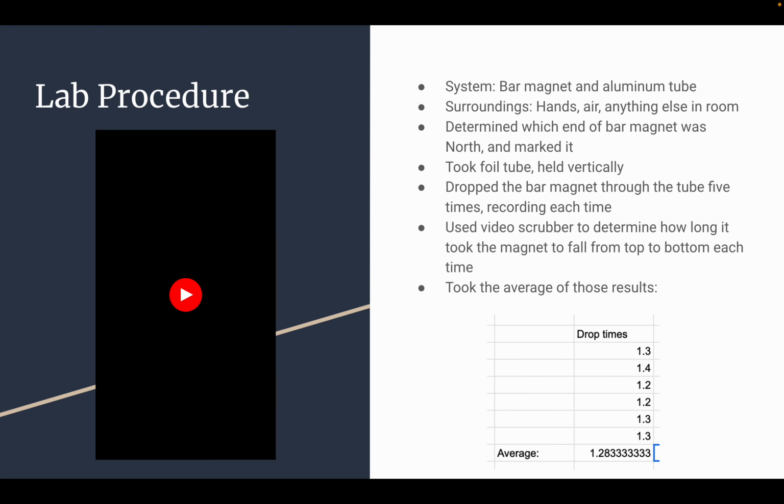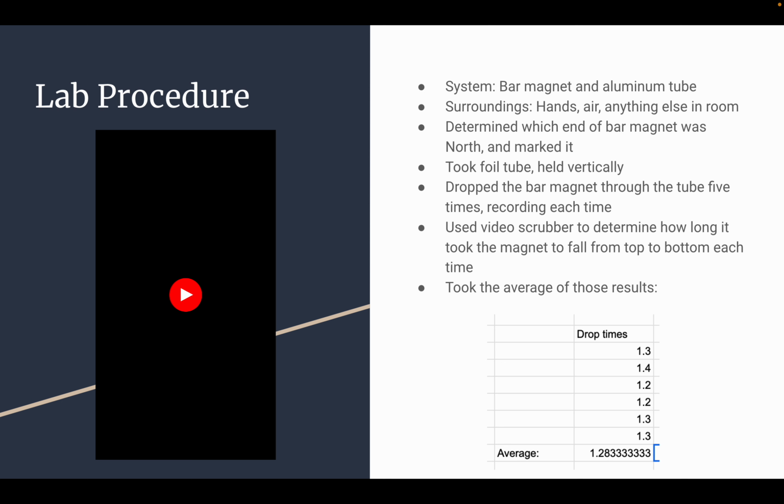So, the lab procedure. We had a system of the bar magnet and aluminum tube, and surroundings of the hands holding the tube and magnet, the air, and anything else in the room. For the experiment, we determined which end of the bar magnet was north and marked it. We took the foil tube and held it vertically and then dropped the bar magnet through the tube 5 times, recording each time, or we actually did 6 times.